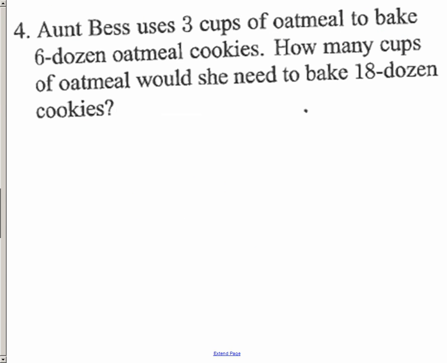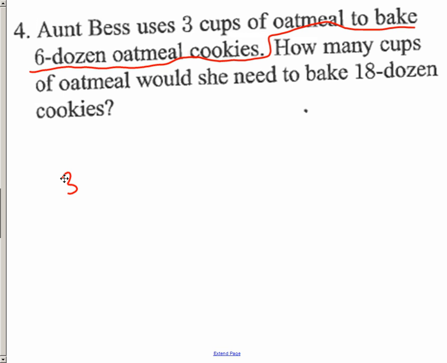Aunt Bess uses 3 cups of oatmeal to bake 6 dozen oatmeal cookies. You know, the type that nobody wants anyway. How many cups of oatmeal would she need to bake 18 dozen oatmeal cookies? Why, I have no idea, but let's just say that she does. Let's go ahead and set it up here. Do you see in the first sentence it gives us 2 pieces of information that are kind of linked together? It's usually a big clue when they're in the same sentence.